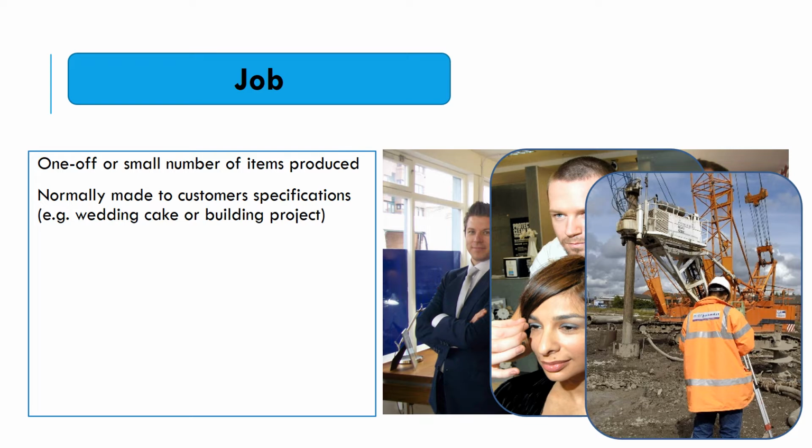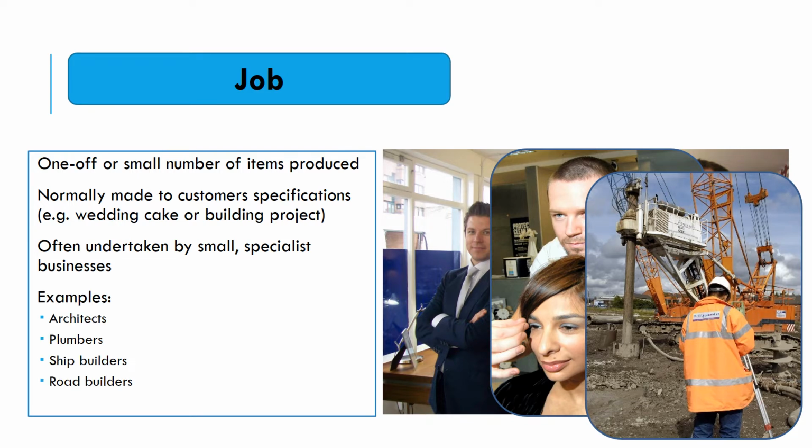For example, a wedding cake or a building product, the customer will specify exactly what they want. And they're often undertaken by small specialist businesses. For example, architects or shipbuilders would be involved in job production. They do one-off projects and they focus just on that particular item.